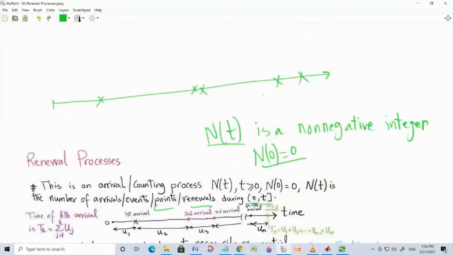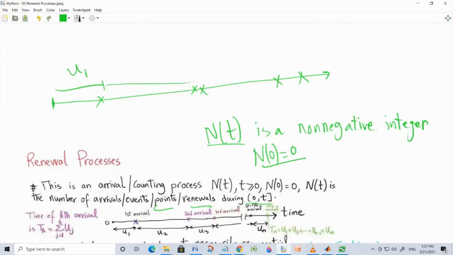Between each two arrivals, there is an interarrival time. U1, although there is no arrival at 0, I will just call the first interarrival time, even though it is the first arrival time. U1 is the time of occurrence of the first event, or the time of the first point, or the coordinate of the first occurrence.